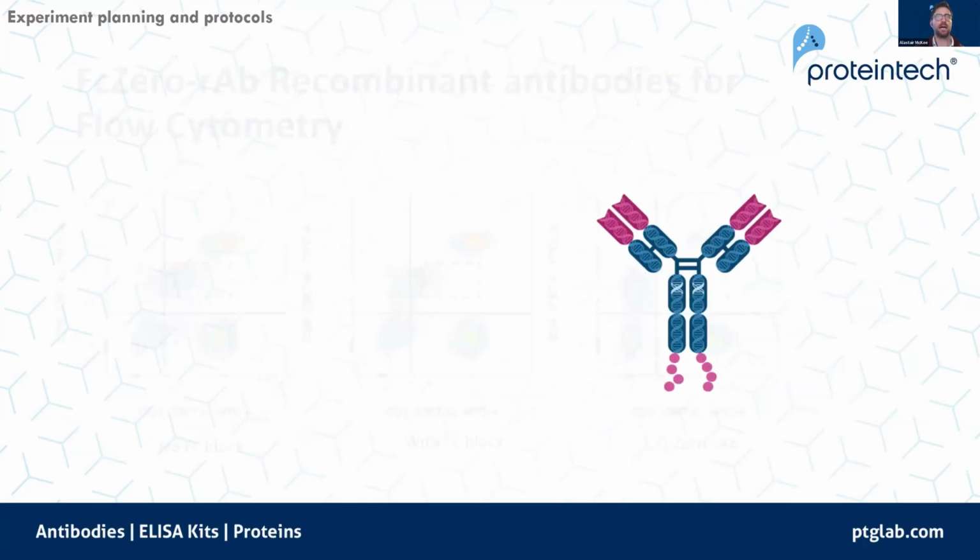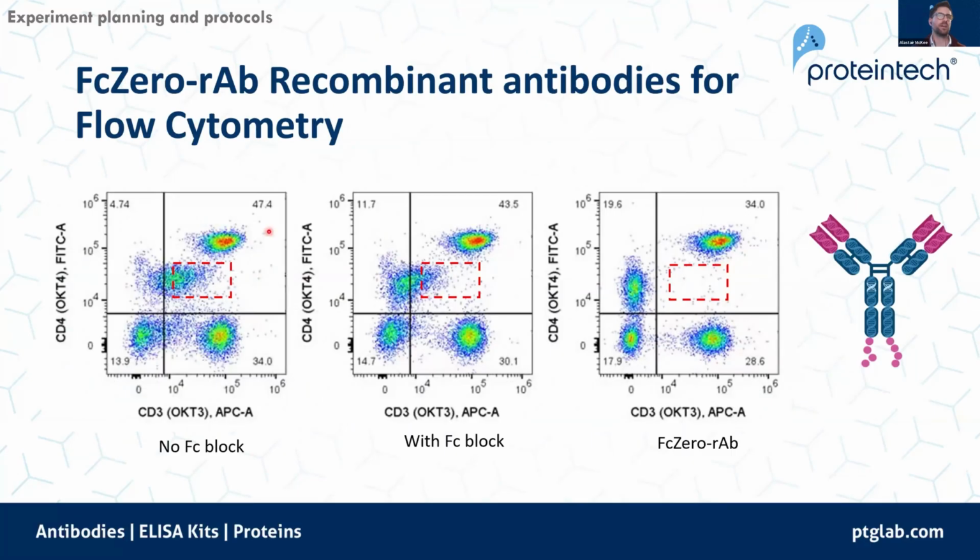And just to demonstrate how effective these are, we've recognized these two dot plots from the previous slide. You can see here that when we introduce FcZero, even in the absence of Fc block, there's a complete removal of any of this non-specific background. So I would highly recommend, if you're working with cell types that express Fc receptors and you can use FcZero antibodies, that you consider adding these into your panel.